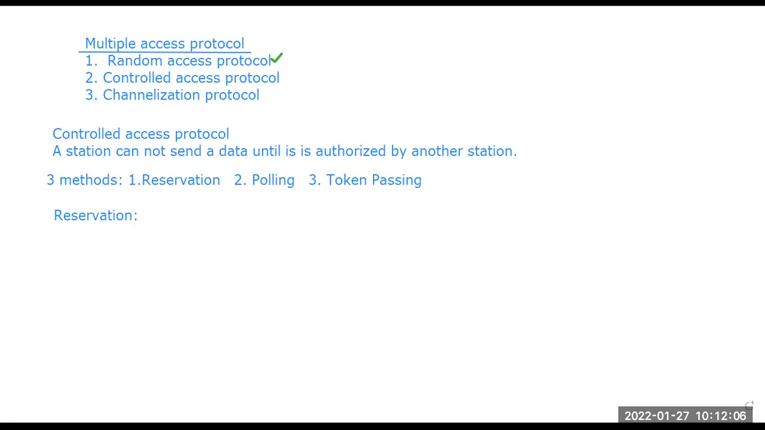The path needs to be reserved by which the data is going to be transmitted. So here the thing is time. The time is divided here into intervals. For each path, each transmission medium, the time is divided into intervals.